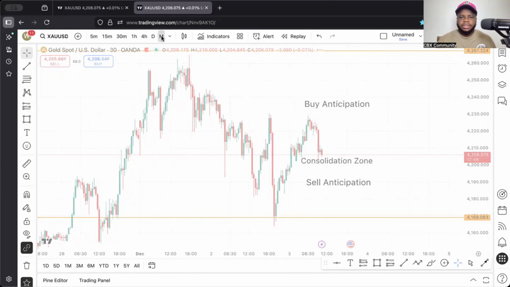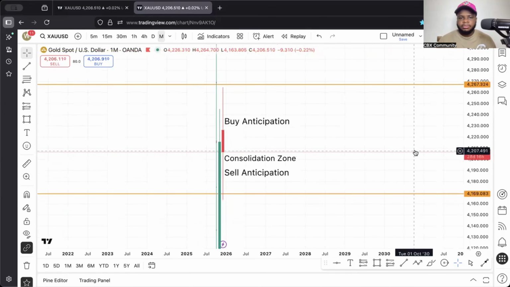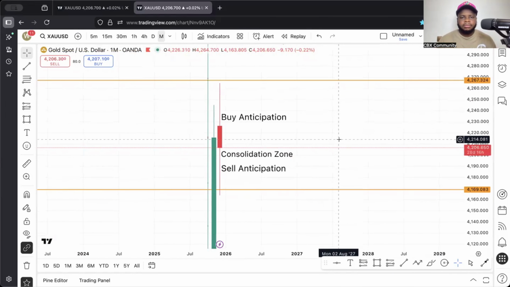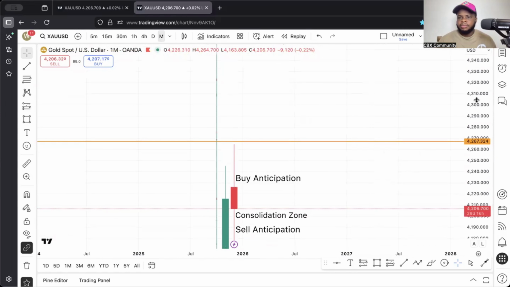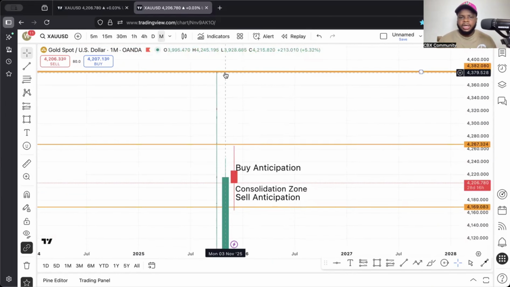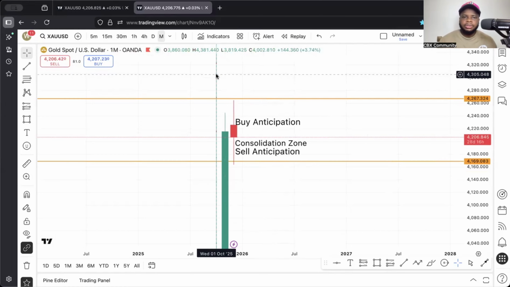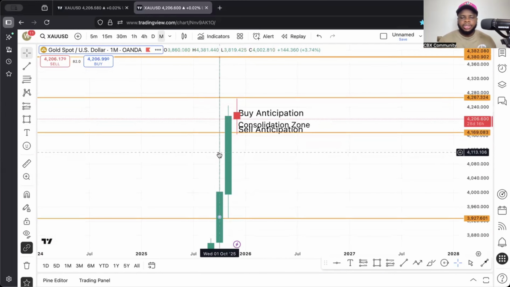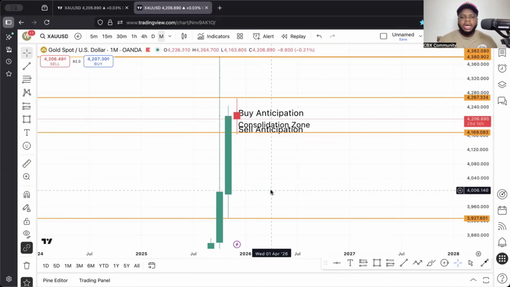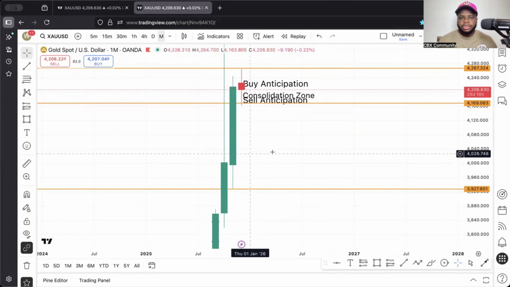So let's go to the monthly chart. So this is the all-time high on gold. This candle closed with a rejection bullish candle, while the next candle respected the high of this rejection bullish candle, and it also respected the low of this rejection bullish candle and closed with a bullish candle.